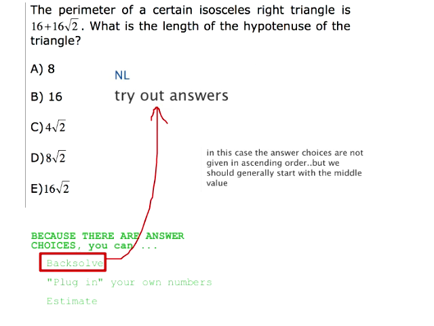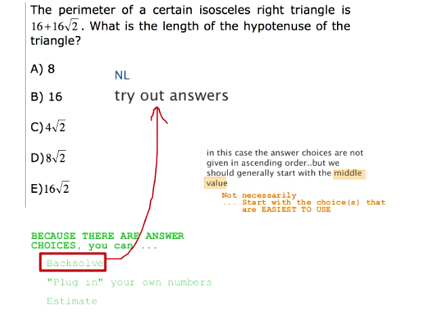I mean, this is not really true. Because remember, the overriding concern here is the fact that you don't have a calculator. So middle value is pretty much irrelevant. What's relevant is convenience and not spending a million years doing computation. So you want to start with the choices that are easiest to use in the context of the problem.